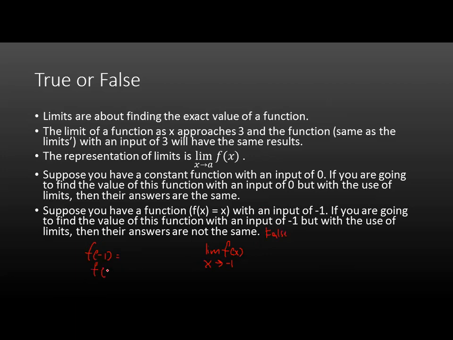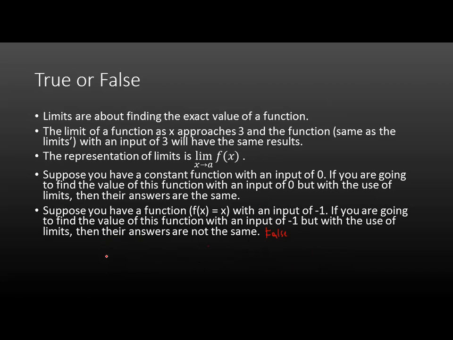So f of x is equal to x, right? So substitute -1 to the x, the answer is -1. So your f of x once again is x, right? So here, if you're going to get the limit, the answer is still -1. It approaches -1. And if you're going to find the exact value, the answer is still -1. So therefore the answers are the same. They are actually the same. Not true, rather, it's false.